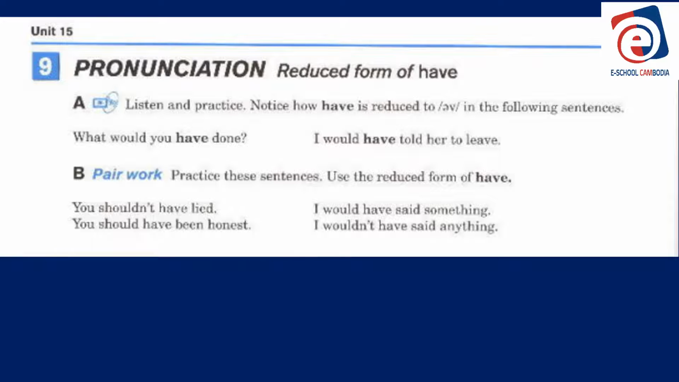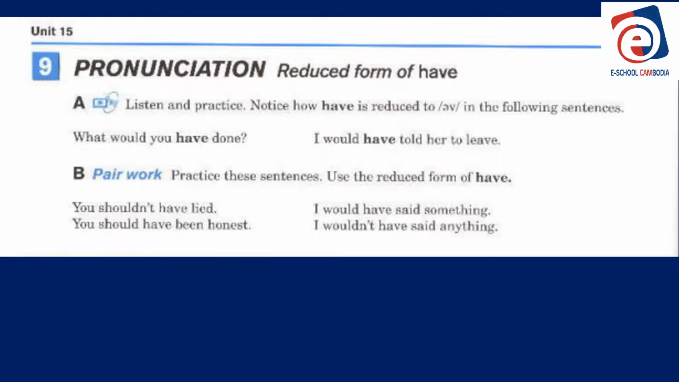What would you have done? I would have told her to leave. You can hear the word have clearly, I think, but that's not how we normally say it. When we speak naturally as a native speaker, we say it like this. What would you have done? I would have told her to leave. We say, what would you have? You of. And so we change have to of. We cut it short. What would you have done? I would have told her to leave.